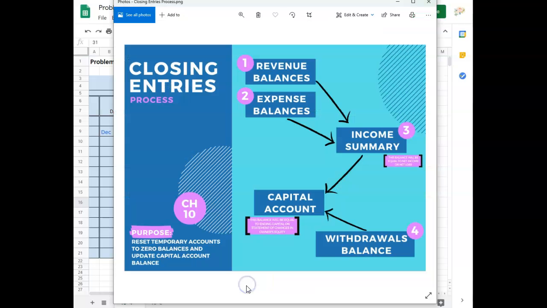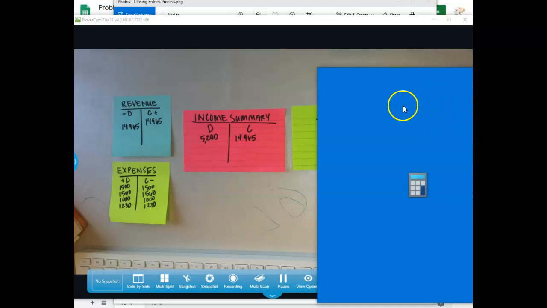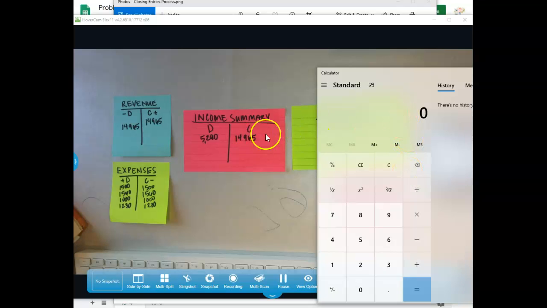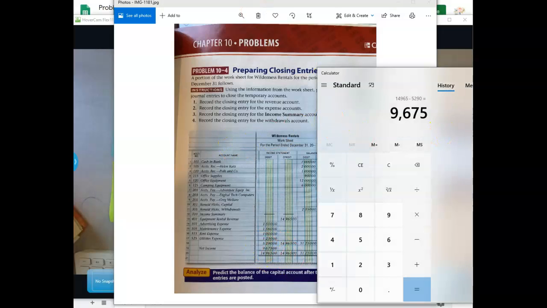So back to our process, we're then going to move our income summary into our capital account. And this balance is going to be the same as net income or net loss. So what we're going to do is calculate our balance in our income summary. So again, I'm going to grab my calculator here. We're going to take our highest amount minus our lowest amount, because remember, income summary does not have a normal balance. So 14,965 minus 5,290, and I get 9,675. Does that match what we have in our worksheet? It does, so we are good to go there.